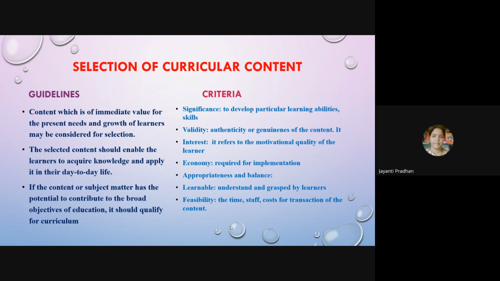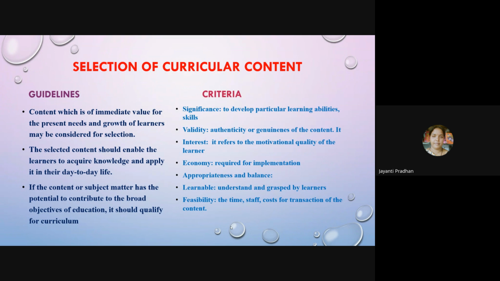Then it must motivate the learner, so the criteria is interest. It must be based on the interest of the learner so that it can engage, it can hold up the learner while the program is going. Then economy: the cost is a big factor for any program, so we must consider the economy part also that is required for implementation. It must be cost effective.